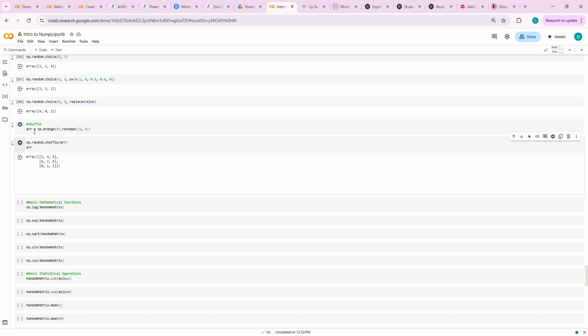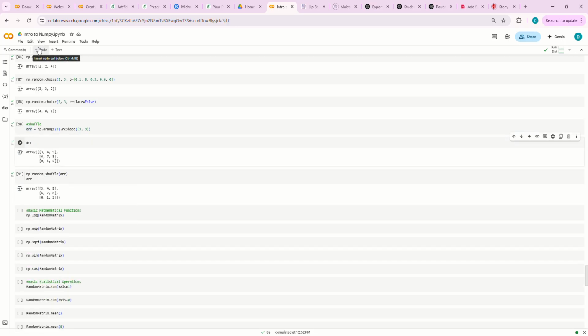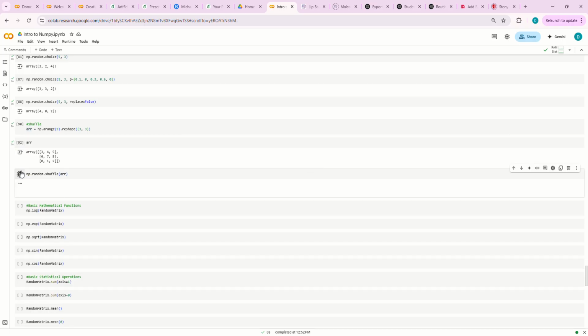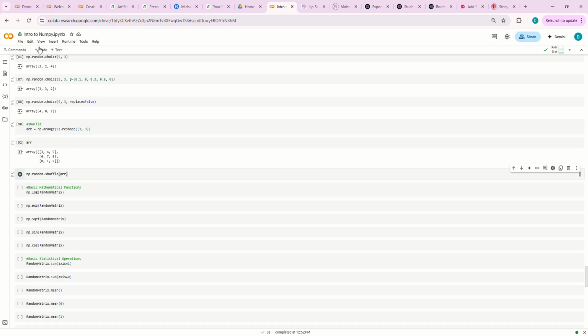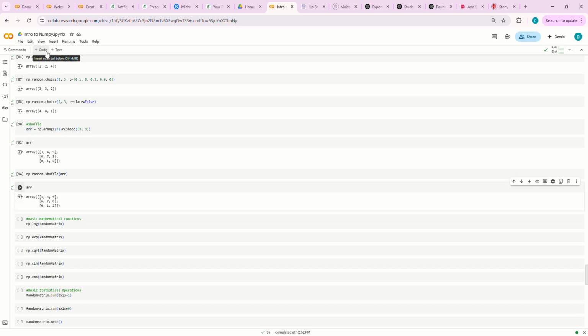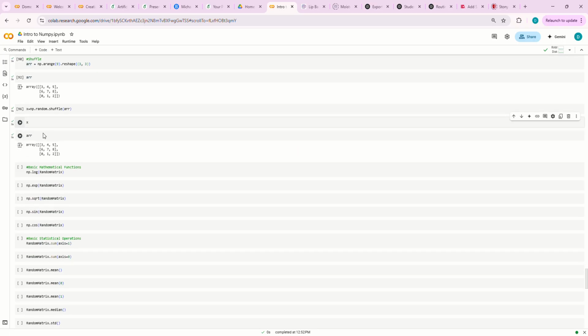Range shuffle. So what shuffle does is it should randomly switch off the numbers in the matrix, but it doesn't seem to be doing that.